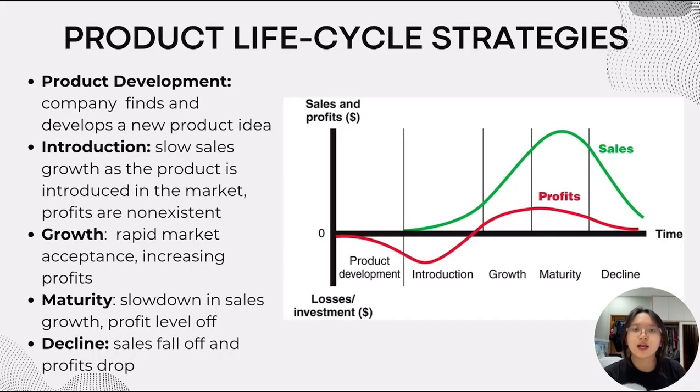In conclusion, the product life cycle is a powerful tool for marketers. By understanding which stage a product is in, companies can tailor their marketing strategies to maximize sales and profitability throughout the product's life. It's a continuous cycle of innovation and adaptation.